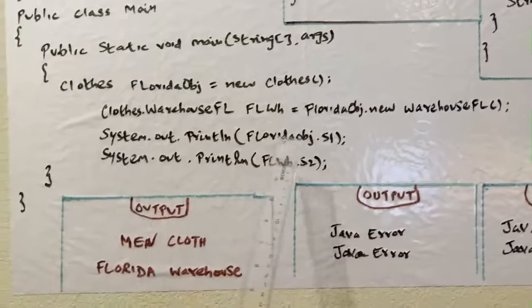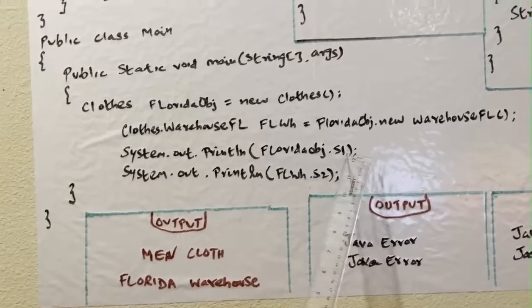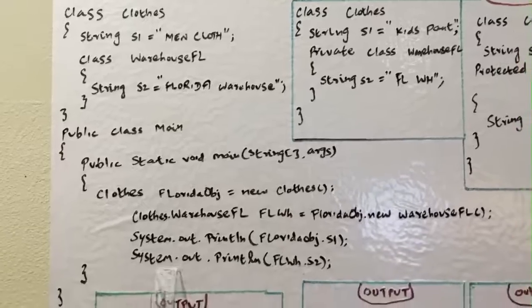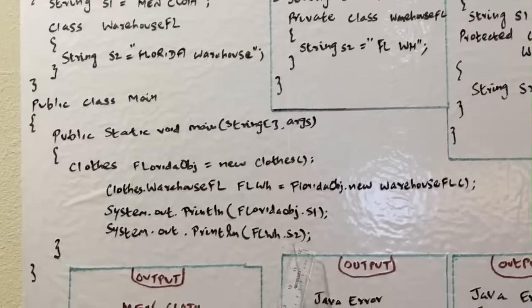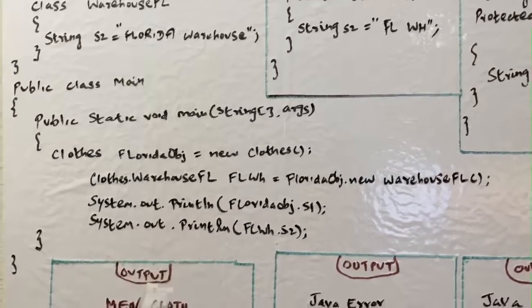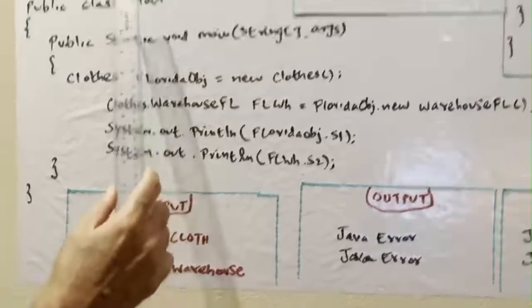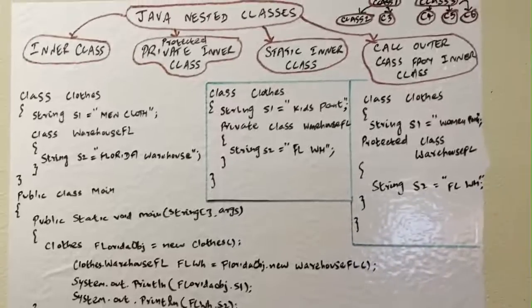Then we are printing Florida object dot s1, which is here, and then printing Florida warehouse dot s2, which is here. So the output will be men cloth, Florida warehouse. This is one example of a simple inner class.